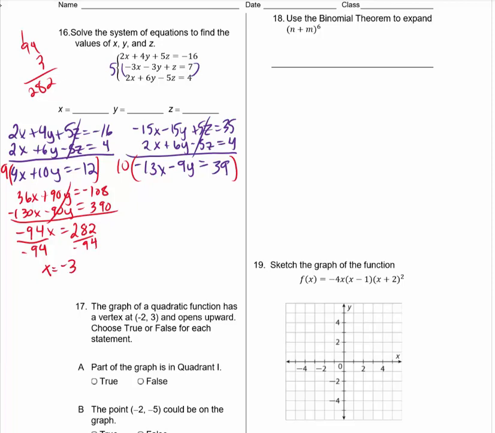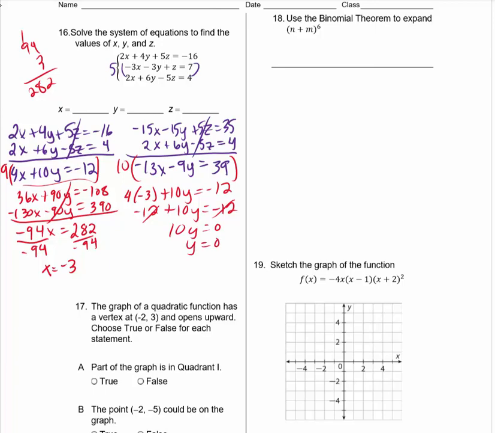And then I plug in the negative 3 to one of these equations that have x and y. So I'm going to pick this one because it has the smallest numbers. So 4 times negative 3 plus 10y equals negative 12. Negative 12 plus 10y equals negative 12. So I add 12 over, it cancels and gives me 0. And I divide by 10 and I get y equals 0.